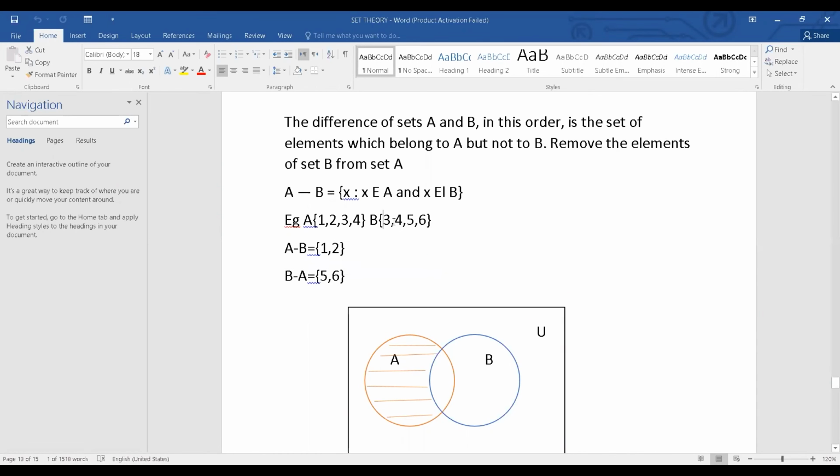Now, when it comes to B minus A, we have set B. Set B is 3, 4, 5, and 6. From set B, we need to remove the elements from set A. What are the elements here that are similar? 3 and 4. So from set B, we're going to remove 3 and 4. What will be remaining? 5 and 6.